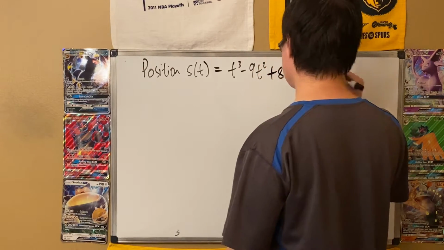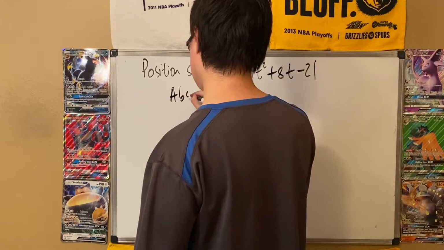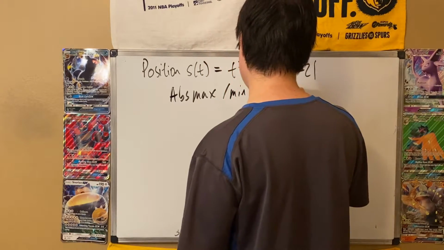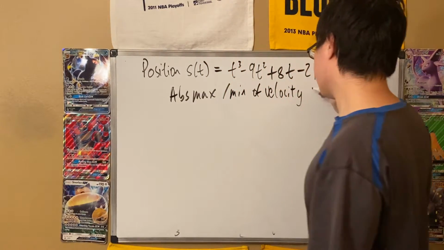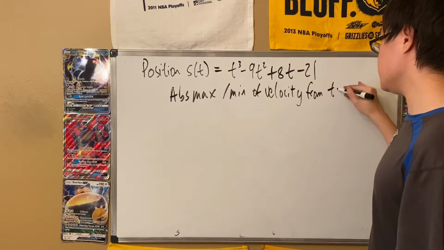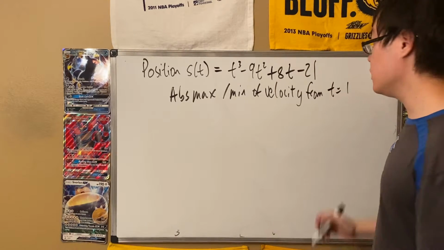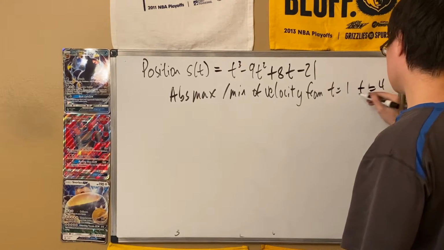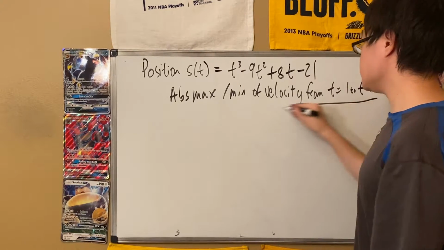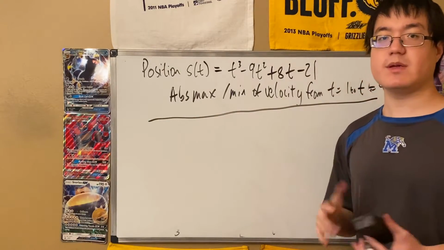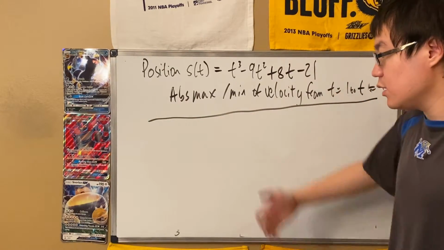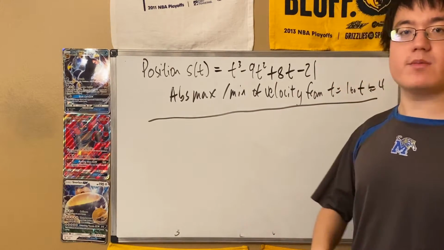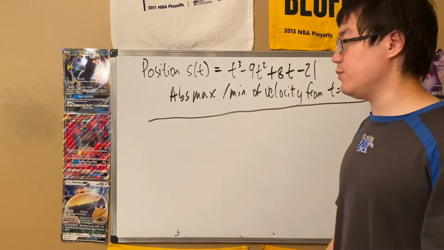And what we're going to do is try to find the absolute max and min, not of position, but of velocity of this particle from t equals 1, let's say, that's an easier number, to t equals 4. So this is going to be your standard absolute max or min process using the closed interval method. We're going to locate the function, take the derivative, find some zeros, and then form a beautiful little table, and that's going to be our goal.